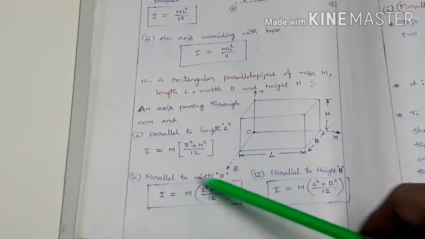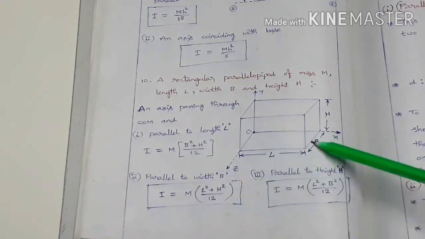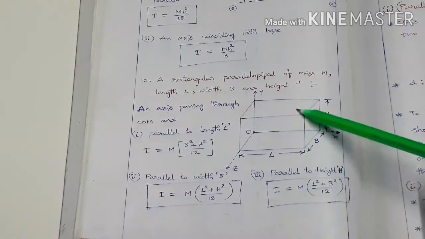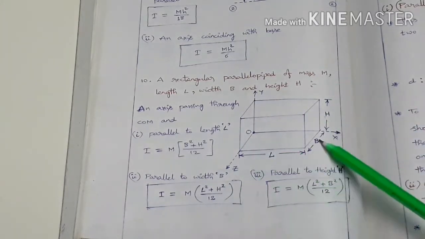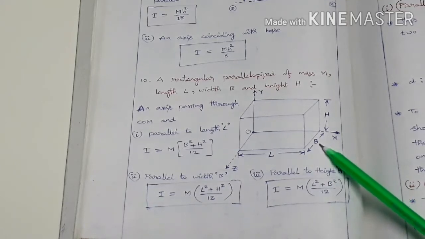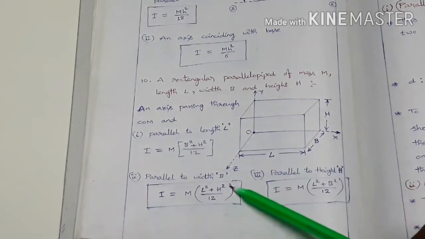So next one, parallel to the width B. In this case, it is not cutting B, but it is cutting length as well as height here. So therefore, parallel to B means B will be vanishing here. So I equal to M into L square plus H square by 12.